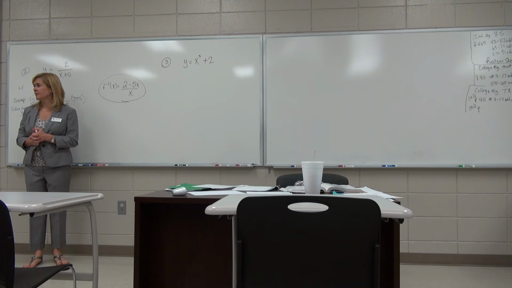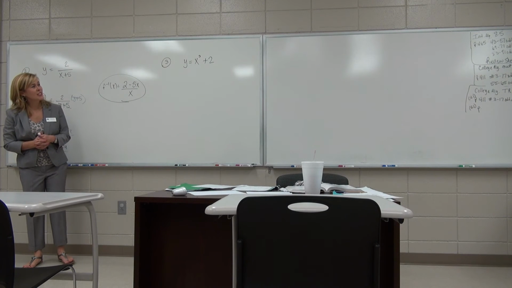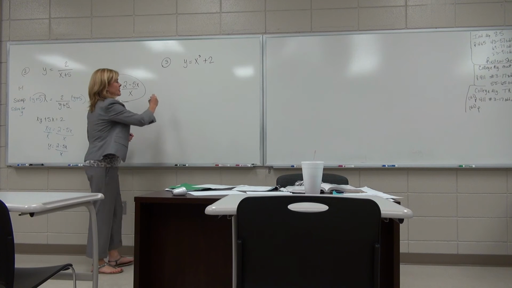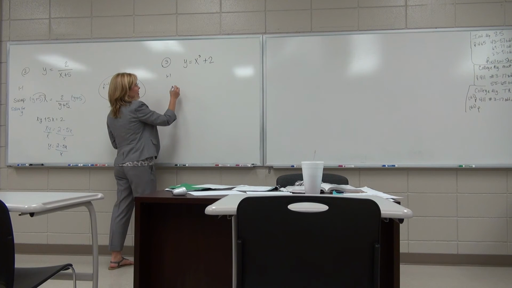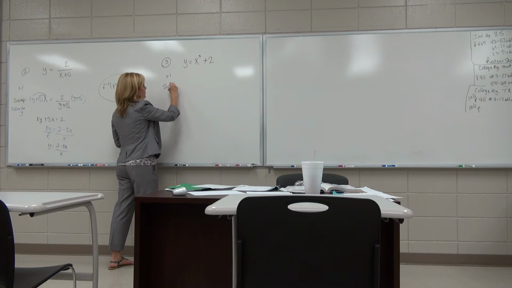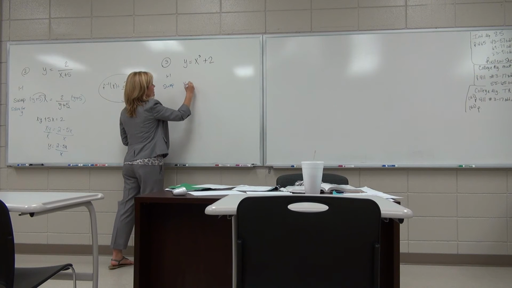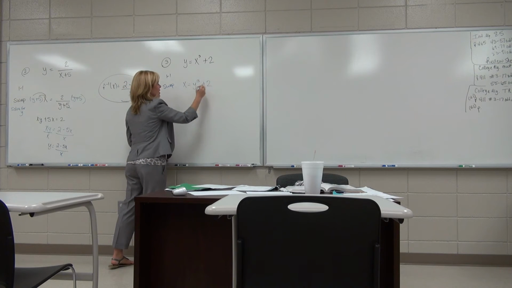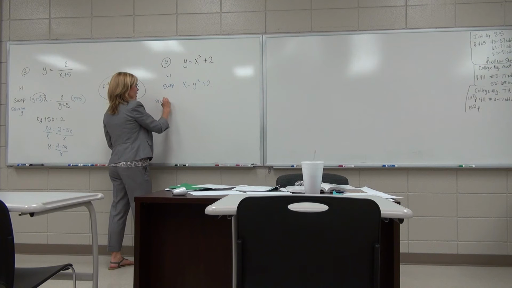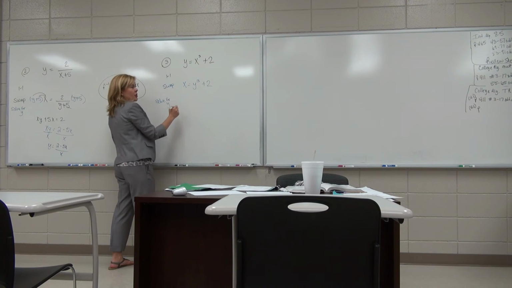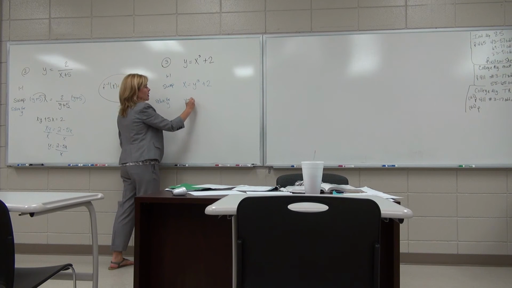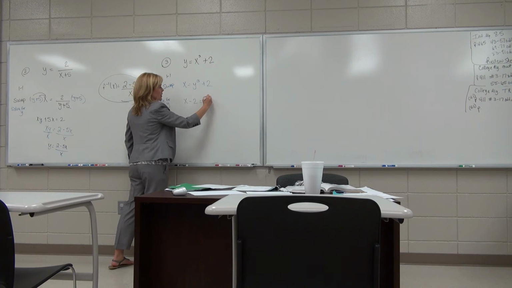Got it? Alright, is this one 1 to 1? Yes, no even exponents, no absolute values. So we're going to swap x and y. So I'm going to have x is equal to y cubed plus 2. Now let's solve for y. What do I need to do first to get y by itself? So I get x minus 2 is equal to y cubed.